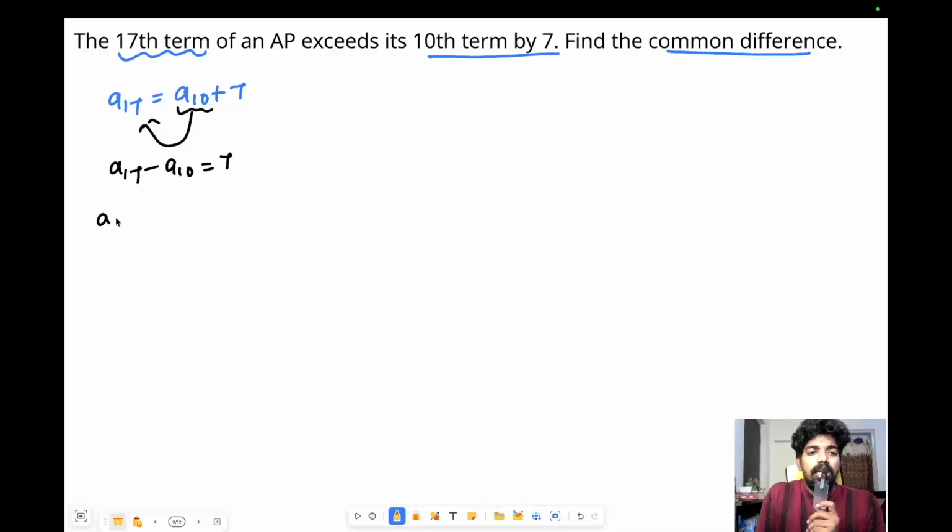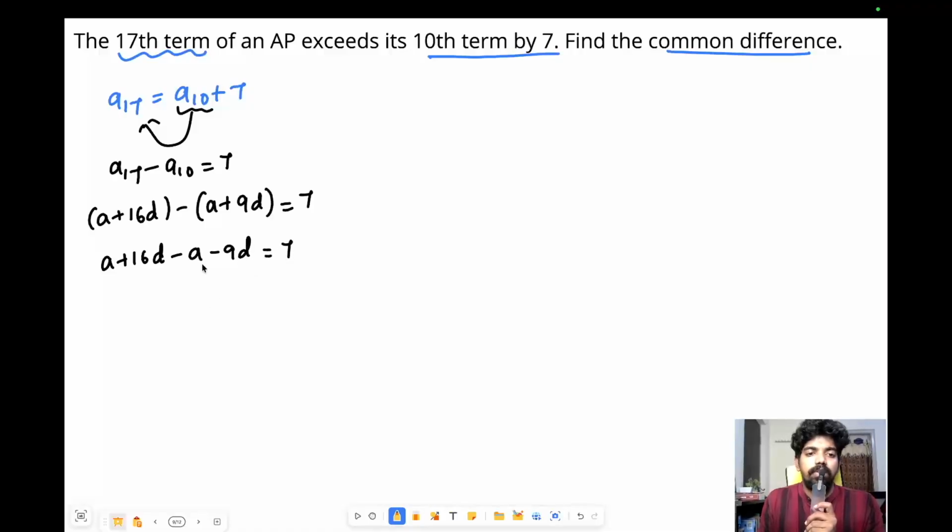A17 can be written as A plus 16D. Since there is a minus, we have to take brackets: A plus 9D equals to 7. A plus 16D minus (A plus 9D) equals to 7. Plus A minus A will get cancelled. 16D minus 9D is 7D, which is equal to 7. D is equal to 7 by 7. So the common difference is 1. Next question.